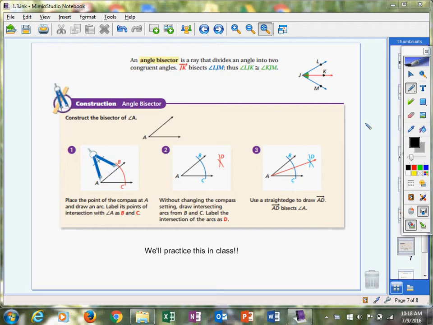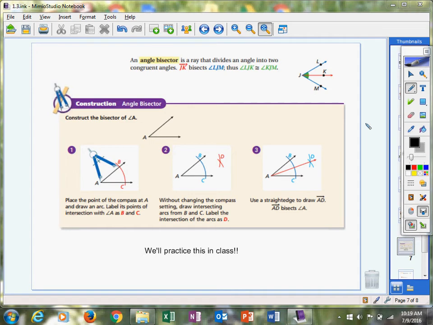An angle bisector. Right there, we know what we're talking about. An angle bisector is something that splits the angle into two equal pieces, or two congruent angles. As you can see from your picture, you've got ray JK, and it's bisecting that big angle LJM. So that means LJK is equal in angle size to KJM, which is really neat.